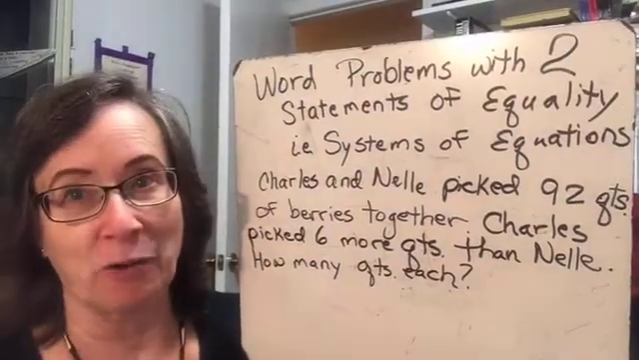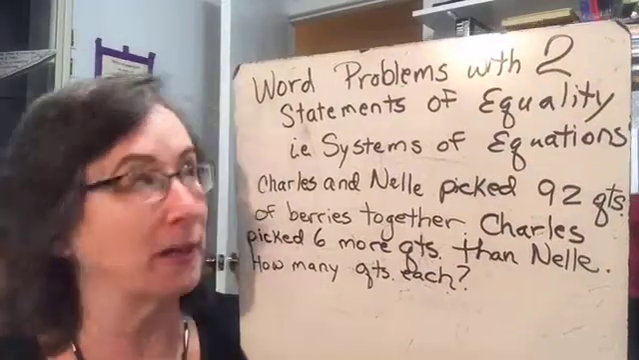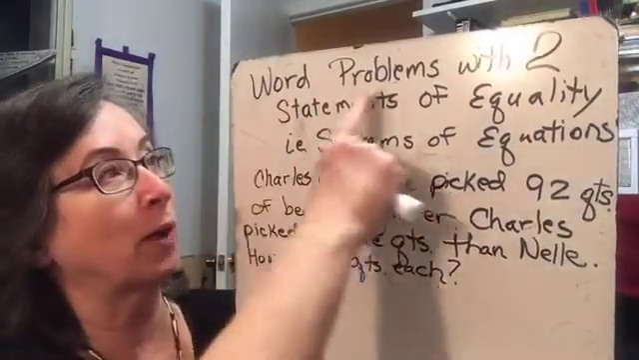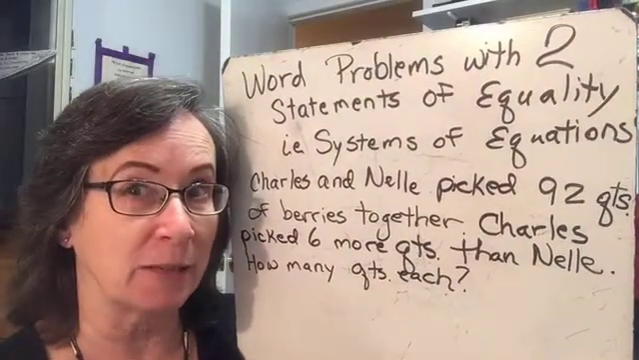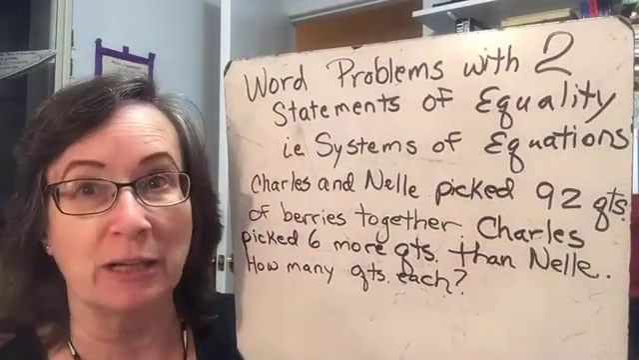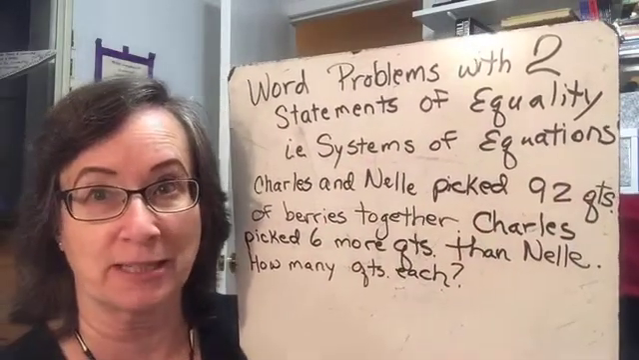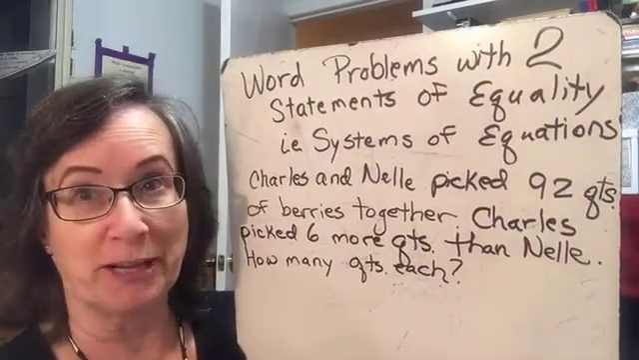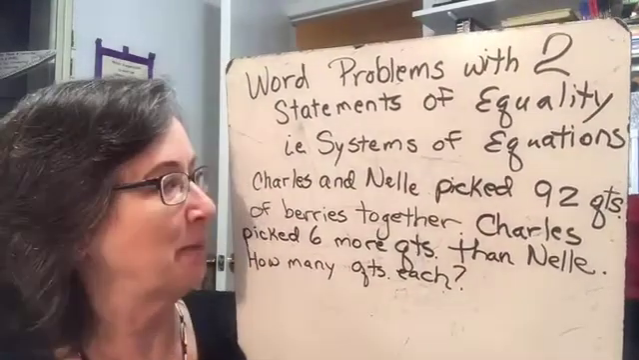We are back with lesson 90 in our Saxon Orange math book. We're on word problems with two statements of equality. Another way this could be said is that we are using word problems to work with systems of equations when we have two equations and two unknowns. So here's the first example.